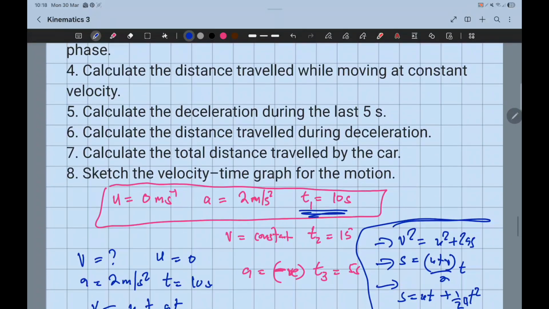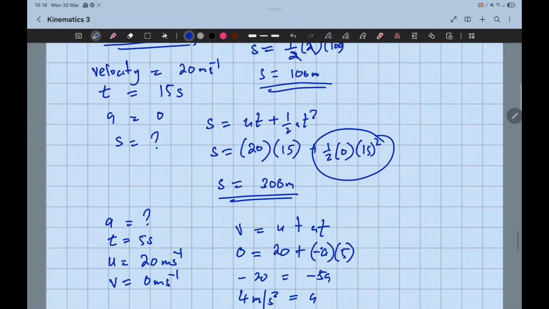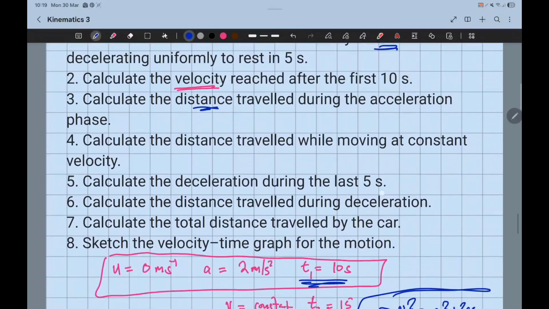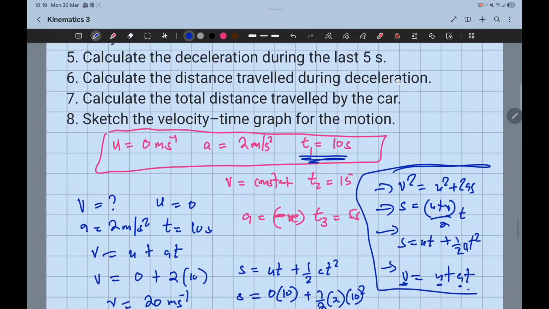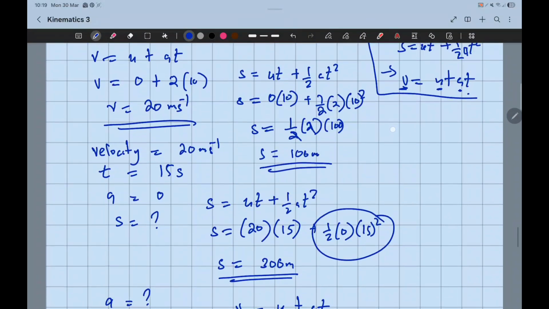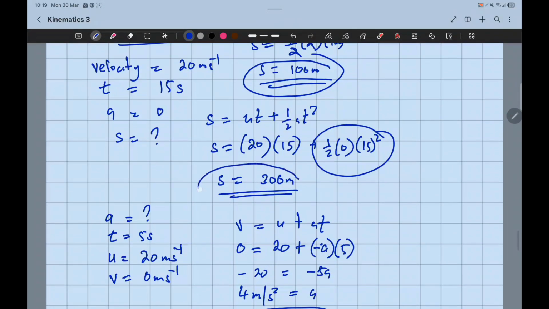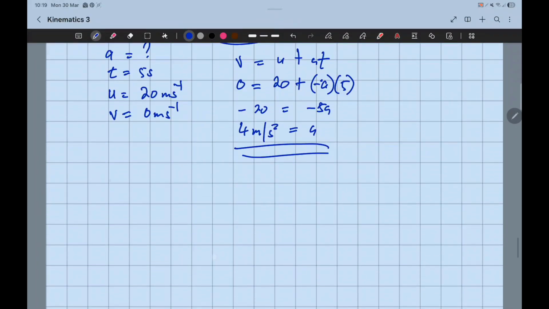Then calculate the total distance traveled by the car. So the total distance the car traveled, we split into 3 phases. Phase number 1 was 100 meters. Phase number 2 was 300 meters. Phase number 3, we use the equation again: v squared minus u squared equals 2as.